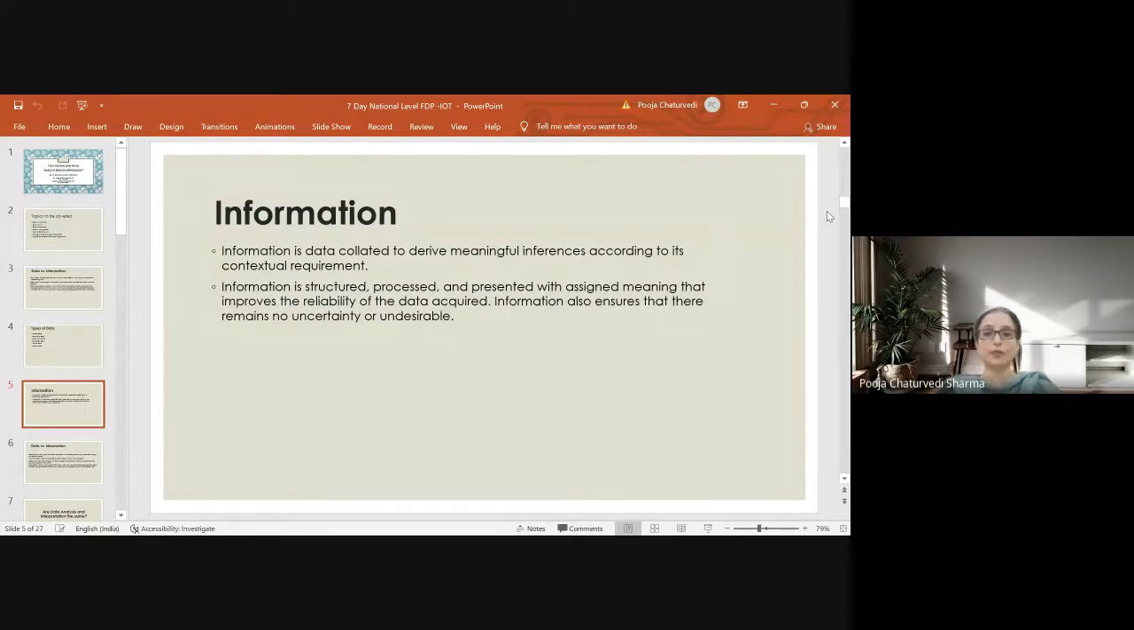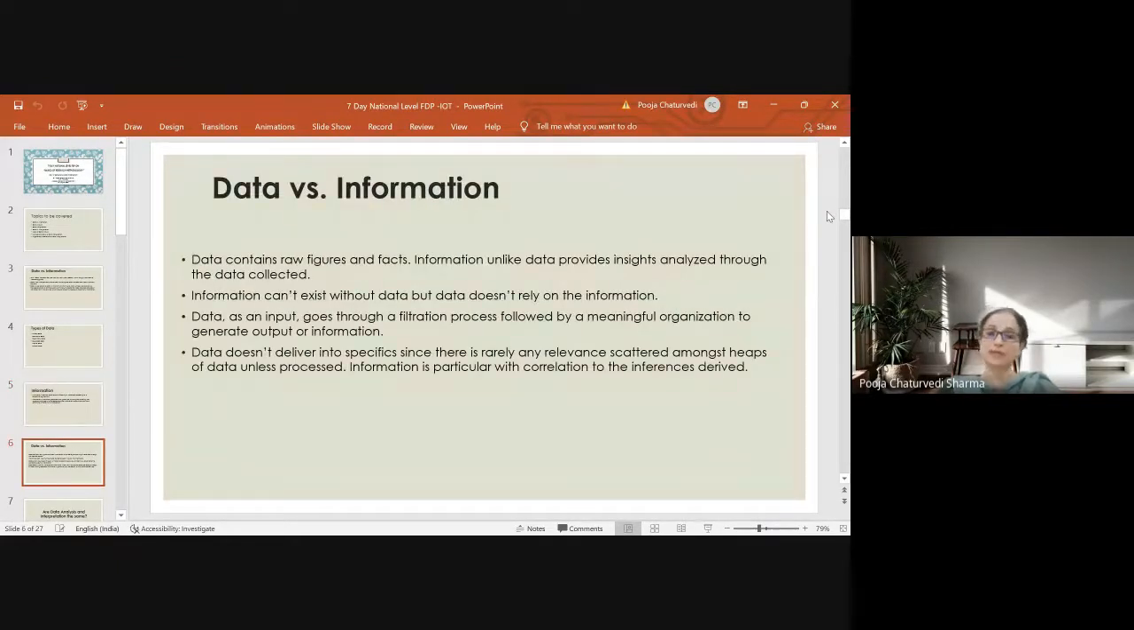So data and information is very important for us to understand: not every data is going to give us information, but information is dependent on the type of data that we have. If we have the correct data, we will definitely generate the right information. If we have fudged data, if we have cooked data, then the information generated out of it will also not be correct. So information can't exist without data, but data doesn't rely on information. Data as an input goes through a filtration process, as in the example of filtering the US rain and the number of kids born in India, followed by a meaningful organization to generate output or information.